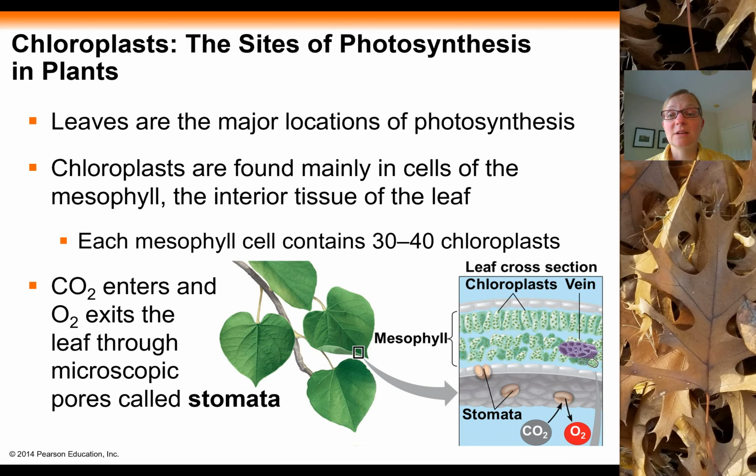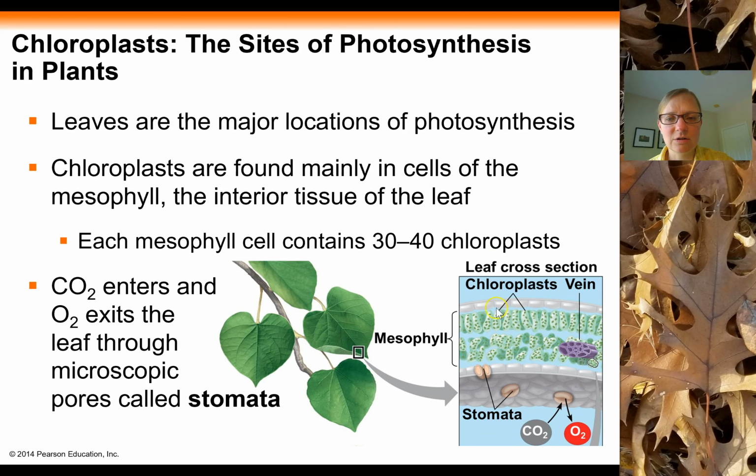Now, chloroplasts are going to be found mainly in cells that are part of the mesophyll tissue of the leaf. So this is an interior portion of the leaf. If you remember, we looked at different kinds of tissues back in chapter 1, and our example was a maple leaf, and we looked at a cross-section through the maple leaf, and you can see that there are 2 different kinds of tissues in that one maple leaf.